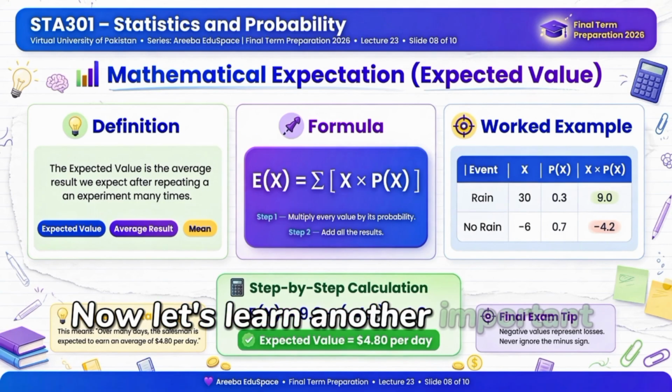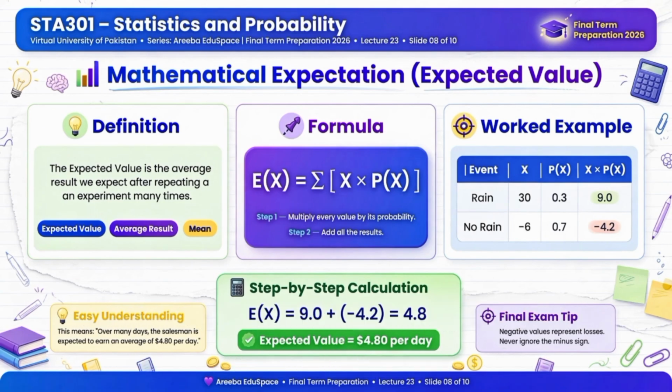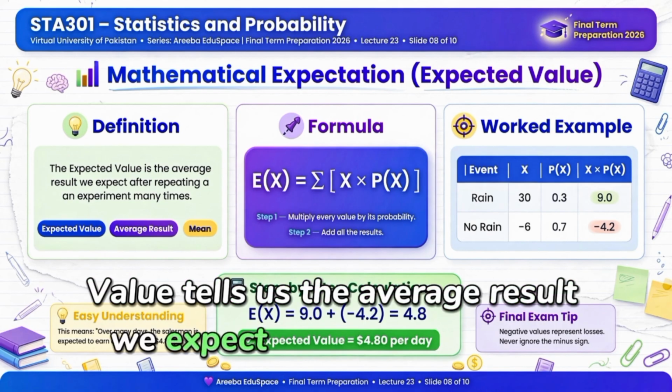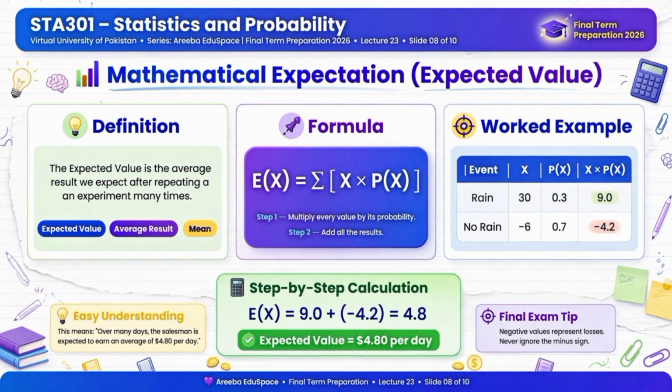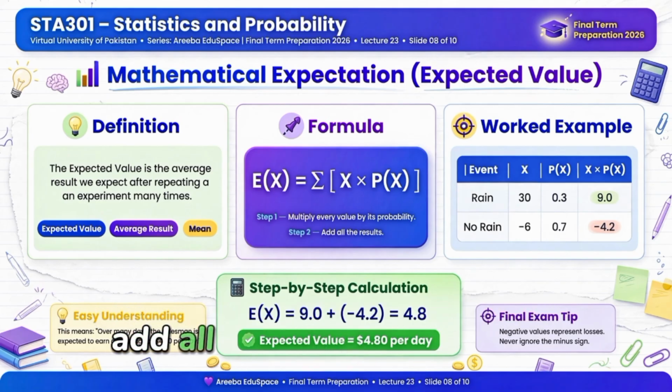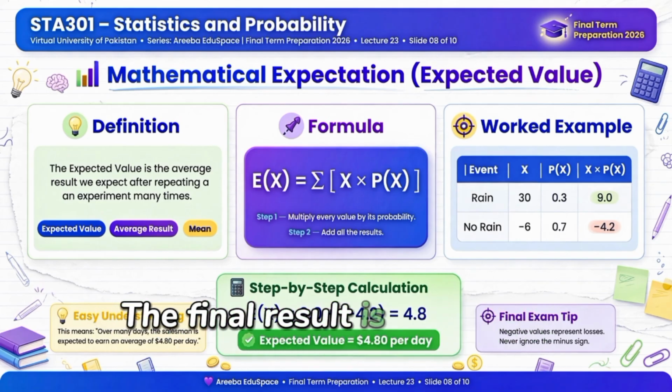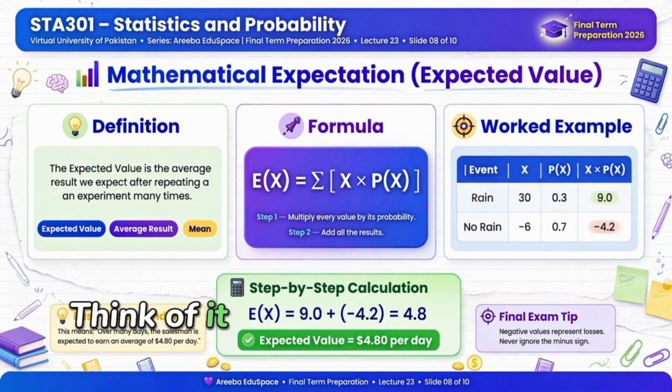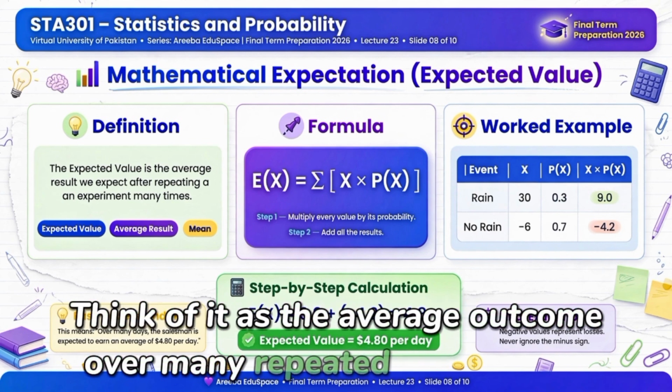Now let's learn another important concept called expected value. Expected value tells us the average result we expect after repeating an experiment many times. Its formula is E(X) equals sigma x times P(x). To calculate expected value, multiply every value of x by its probability. Then, add all the answers together. The final result is called the expected value. Think of it as the average outcome over many repeated experiments.